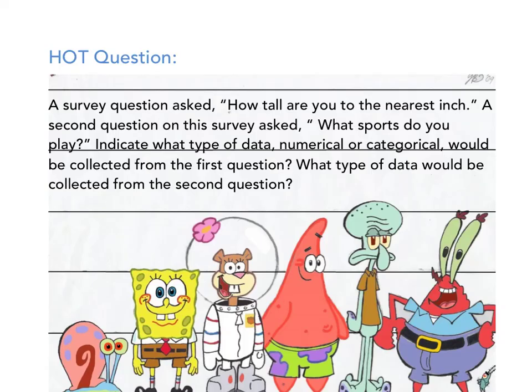Our hot question. A survey asked, how tall are you to the nearest inch? A second question on this survey asked, what sports do you play? You need to indicate what type of data, numerical or categorical, would be collected from the first question, and then you need to tell me if the second question had numerical or categorical data as well. Okay, put that in your hot question. We'll work on this tomorrow.